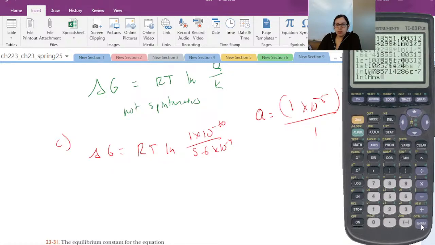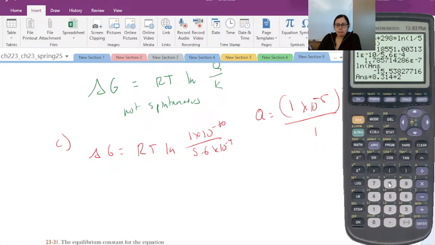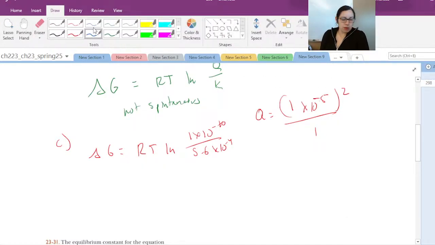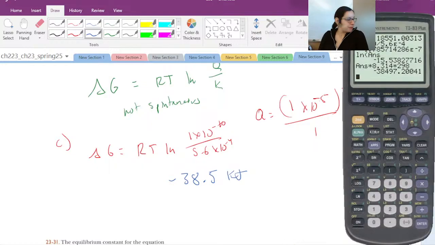Natural log of this. And so now we get a negative delta G. And again, right, that does kind of make sense just based off of our equilibrium and what we expect to happen. So negative 38.5 roughly, and I'm going to change it to kilojoules.